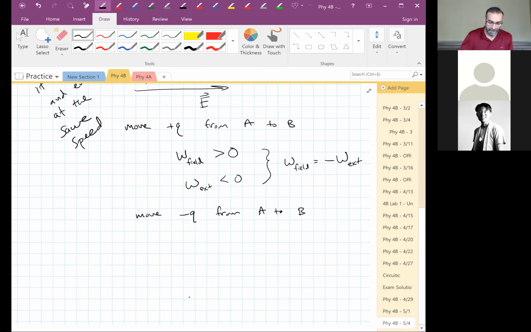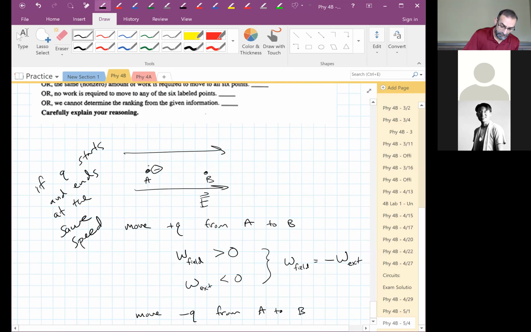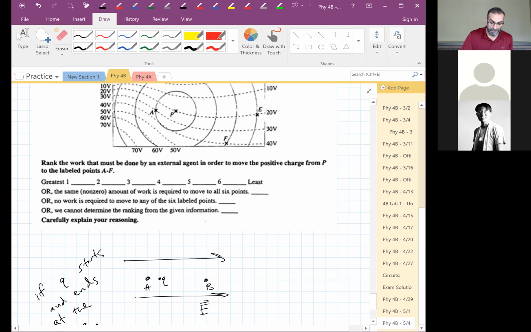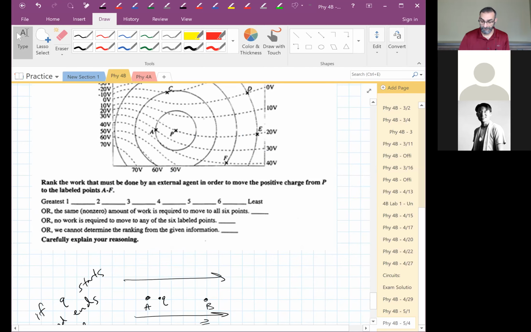So in this problem, they're asking for the work done by the external force. So what would happen here? If you let go of a positive charge at point P, is it naturally going to go to point A due to the field? Or do we have to push it? We have to push it.